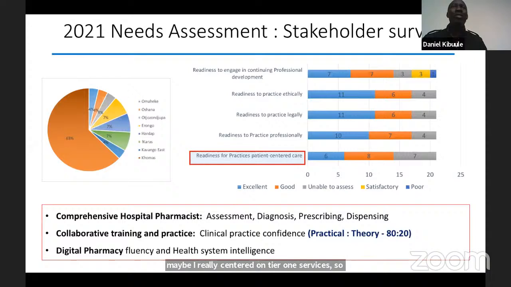So we want to advance tier 3 services within the hospital, but more so, we are transforming our curriculum such that it has a heavy clinical and practical component rather than theory. So we'll have a balance of 80 to 20 practical compared to the theory in order to advance confidence among our students to take up tier 3 services. We also want to integrate digital pharmacy within not only hospital, but also other aspects of pharmacy.